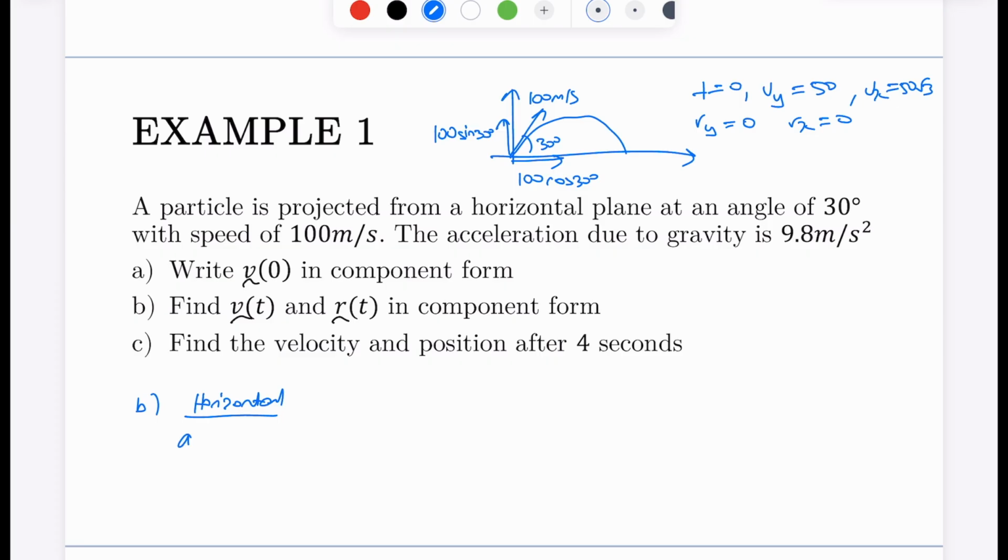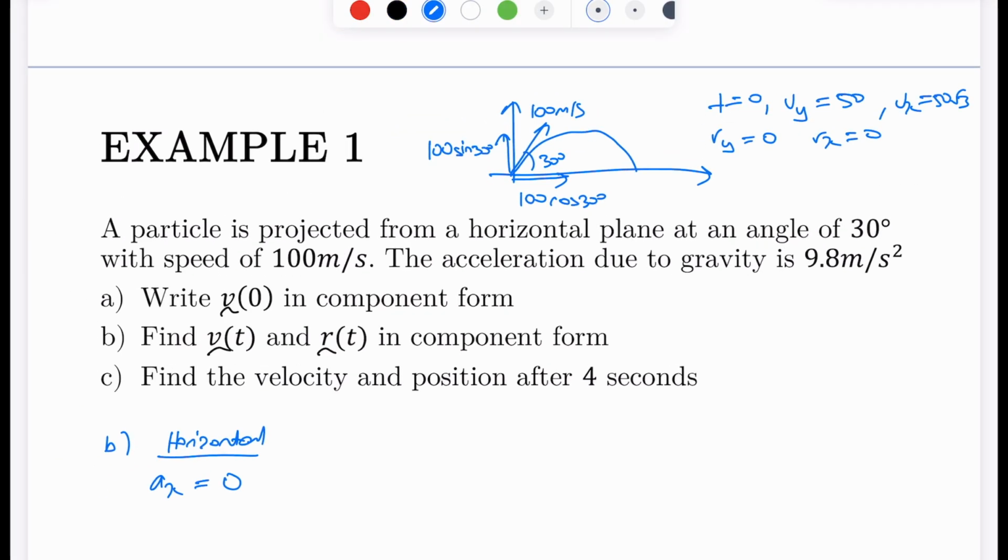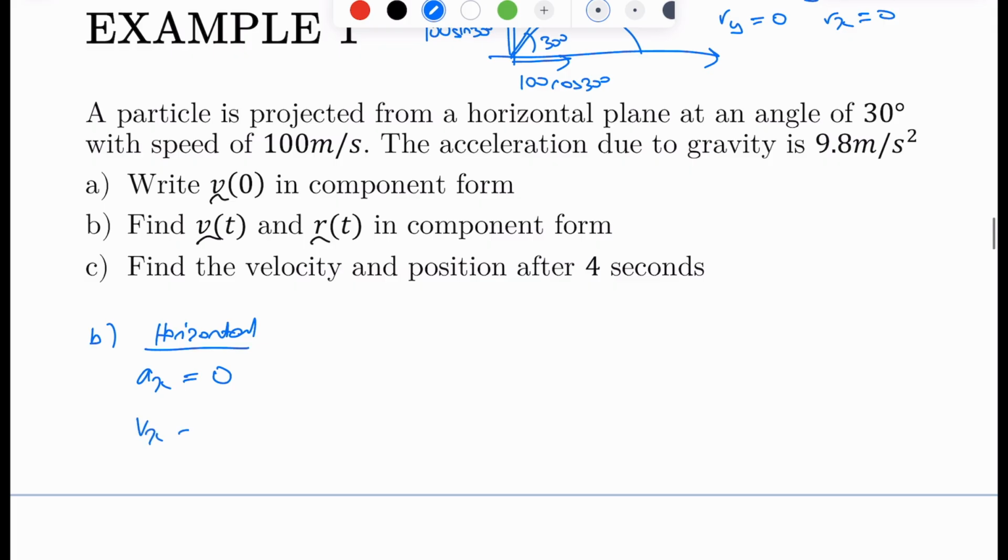Our initial horizontal acceleration is just going to be 0. For this, I won't use proper notation just because it's a bit tedious and confusing, but we'll end up with the right answers either way. Our horizontal acceleration is 0. To get to our horizontal velocity, remember we have to integrate our acceleration. The integral of 0 is just 0, so what we'll be left with is just a c.